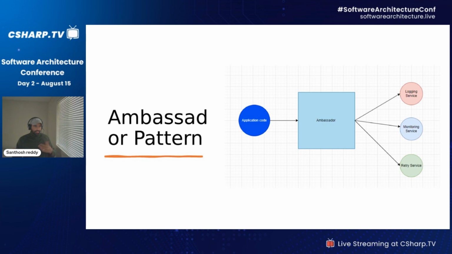So yeah, that's about the ambassador pattern, and the benefits you get are reduced latency, enhanced security, and the overall architecture of your distributed system is also improved. But it only works for smaller distributed services. As soon as your distributed service grows, then this has some bottlenecks also. So let's look at the second one.